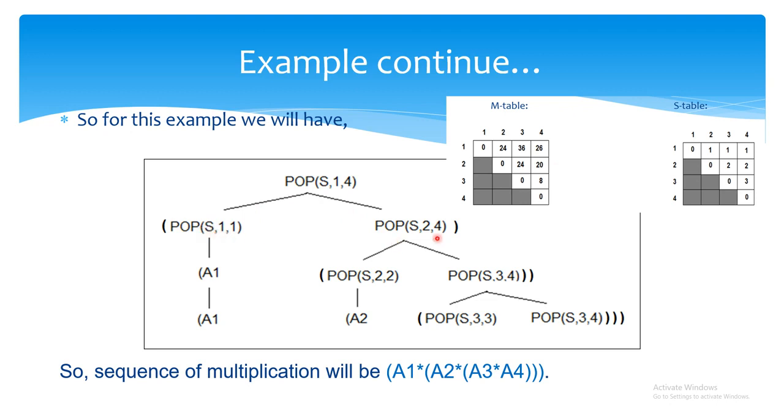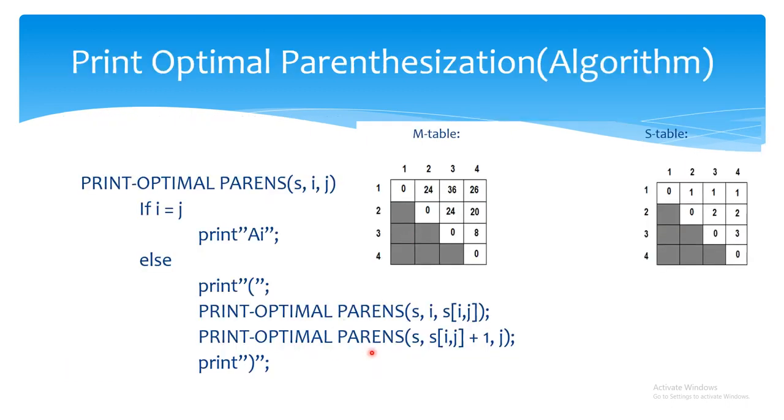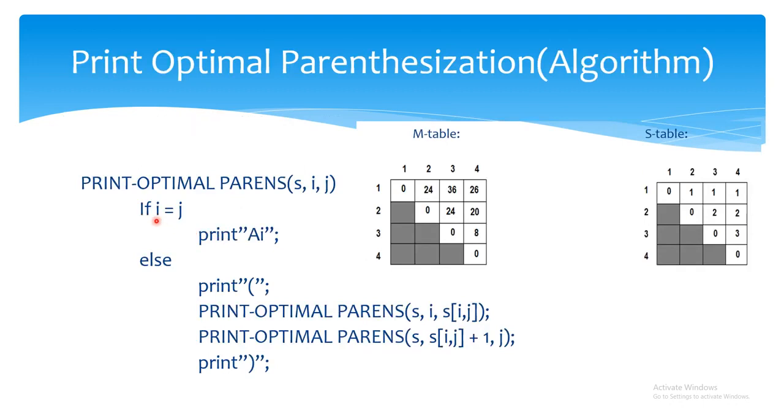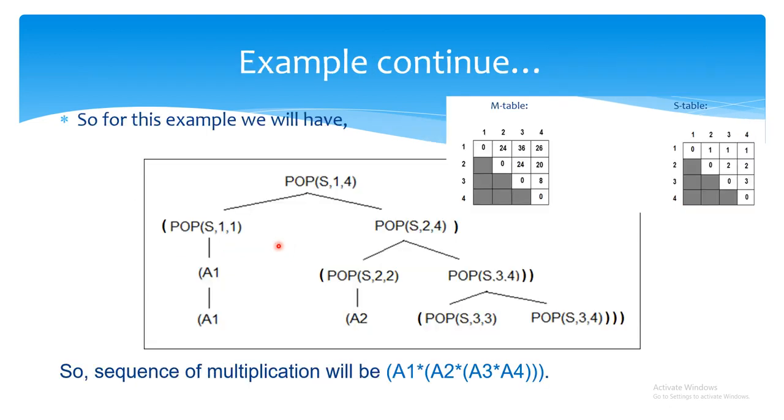s comma 1 comma 1, and POP again. This second POP is also called with Sij plus 1. So Sij value was 1, so here you write 2, and the j value was 4. Here you see the same value is being given. Now you see the condition in the POP algorithm: if i equal to j, then you have to just print Ai. So opening bracket, POP s comma 1 comma 1. Now here i is equal to j, so we keep this opening bracket as it is and print Ai, and the value of i is equal to 1, that's why we are printing A1.